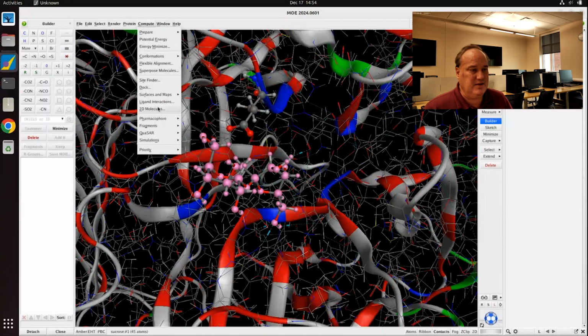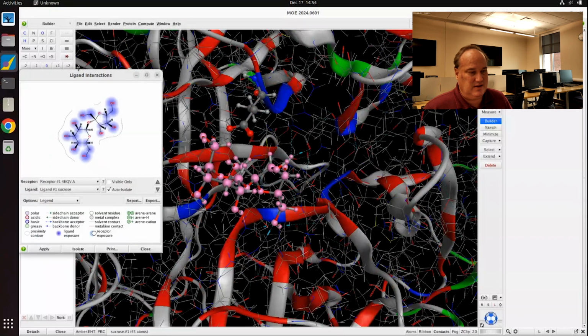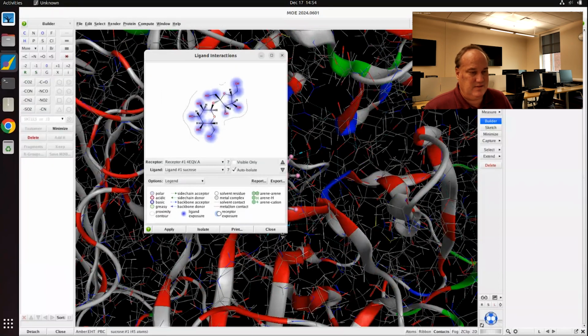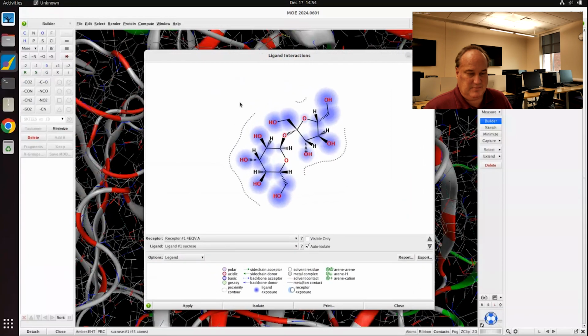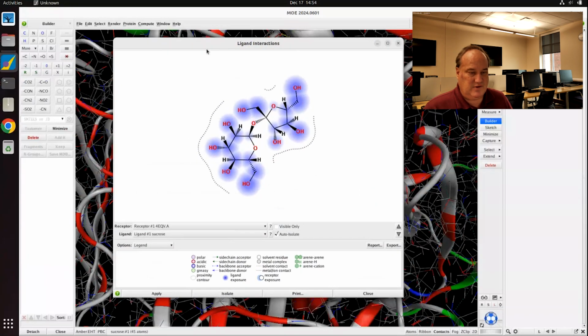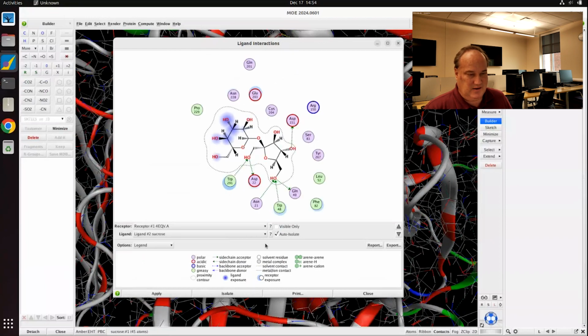So we've got others. Now let's go to Compute and Ligand Interaction. This is going to give us a ligand interaction map. So this is a 2D representation of our sucrose in our docked conformation. Now, when you first bring this up, this is ligand number 1. This is the sucrose that's way outside the active site. So this is not what we want to look at. We want to look at ligand number 2 and apply that. This is in the active site because now we see various residues.